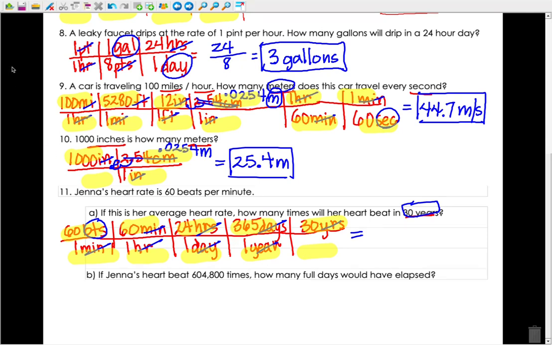Okay, so what I get for my answer when I multiply is 946,080,000. Adding those commas helps to read it. And that's 946,080,000 times.